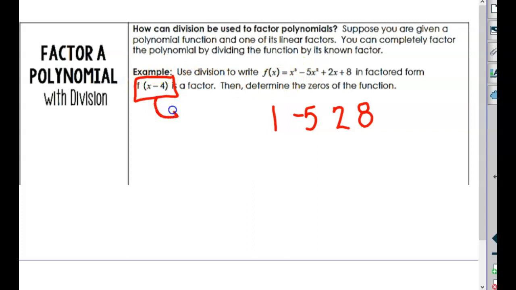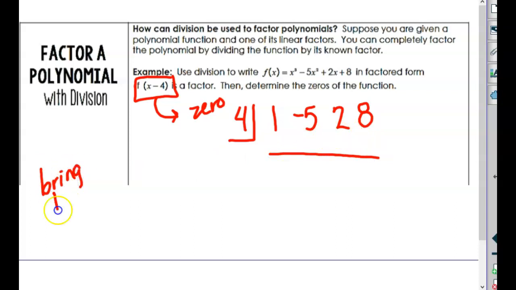What goes in the box at the top, though? This is what students mess up. The 0 of x minus 4, that's +4, right? This has to be the 0 that goes in here. All right, then the rules are, bring down the first one, and then it's multiply, add.